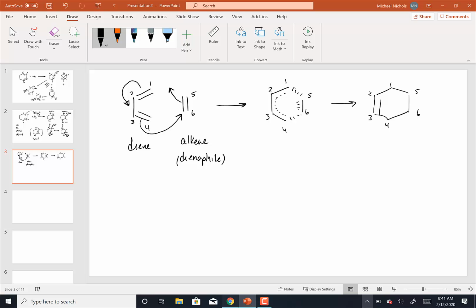So I like to number these things because then all I've got to do is figure out, okay, what's attached to carbon 1? What's attached to carbon 2? And so this is the basics of the reaction, and this is the basics of the reaction that we're doing this week in lab. The only difference is the alkene is different. And butadiene, this is called 1,3-butadiene.